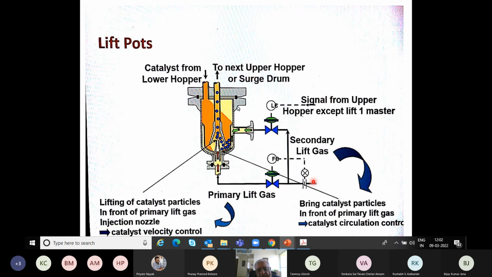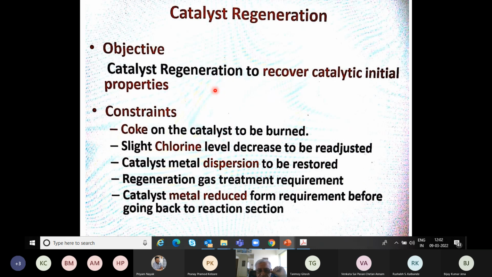So here, of course, this is the main gas coming through, and there is a split gas which has a control valve. This is for fine tuning the flow of the catalyst. So this is how the lift pot is designed, and this is typical in the industry whenever you have to lift the catalyst. This is actually in a fast fluidization mode, what we call a fast fluidization mode or a continuous carryover mode.